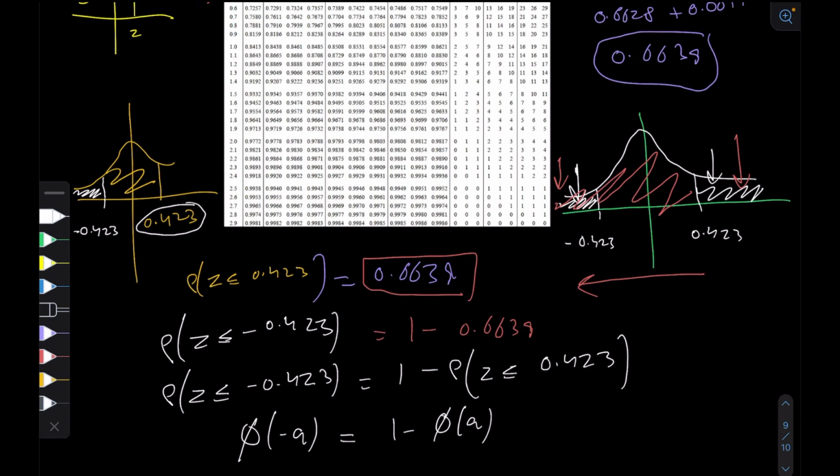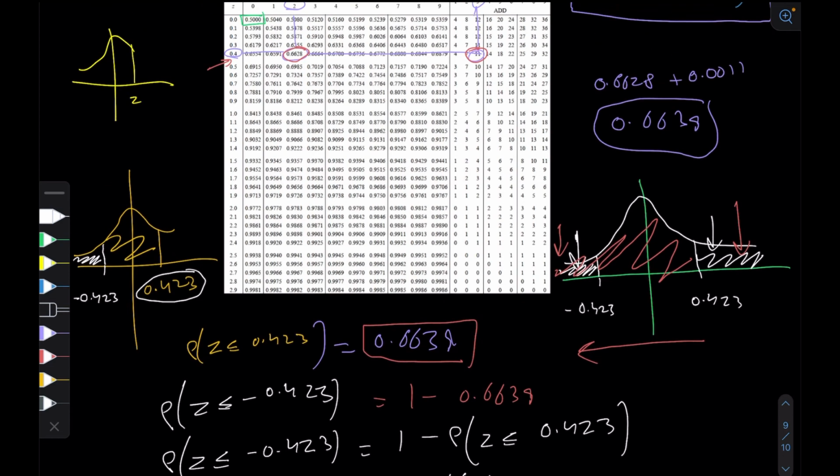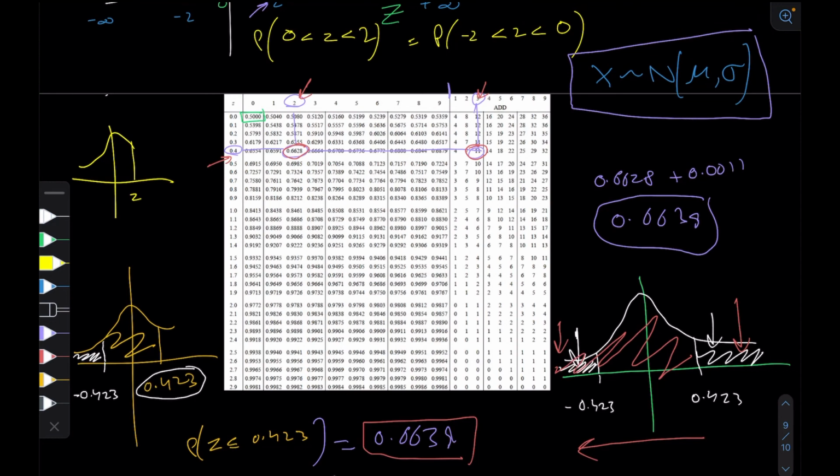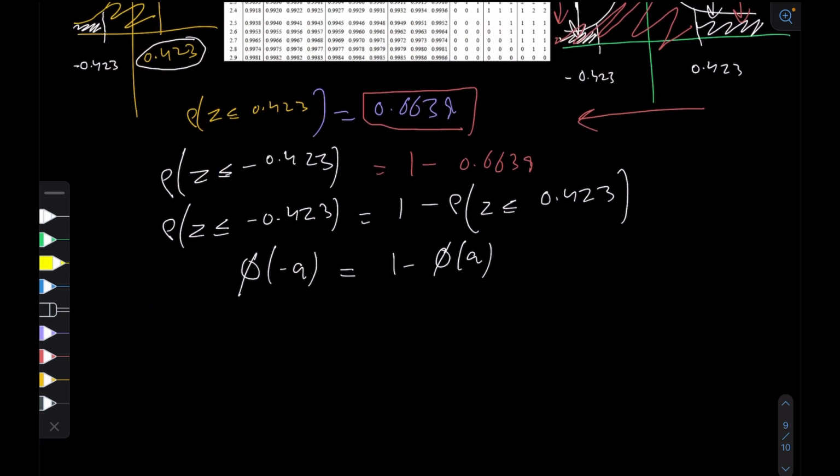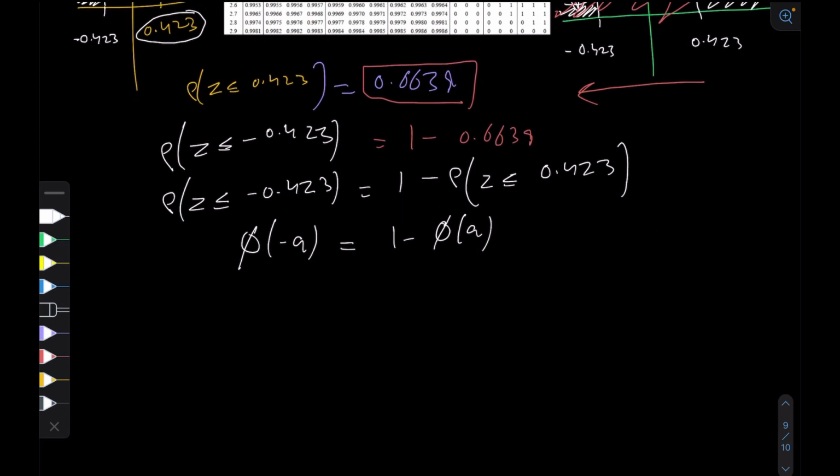We use the same idea in some other ways, but this would be the same general idea, and you would be using the same thing over and over again, essentially using the property that it's symmetric to find other values of z. Now, if we know the area up to z, how do we relate it to some other normal distribution?